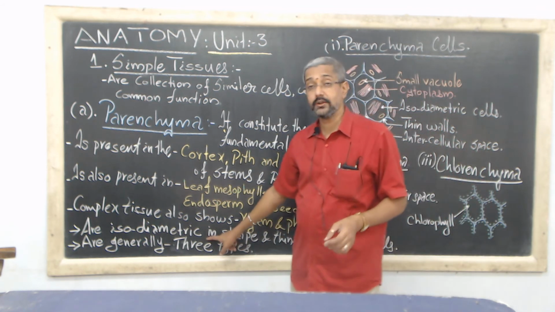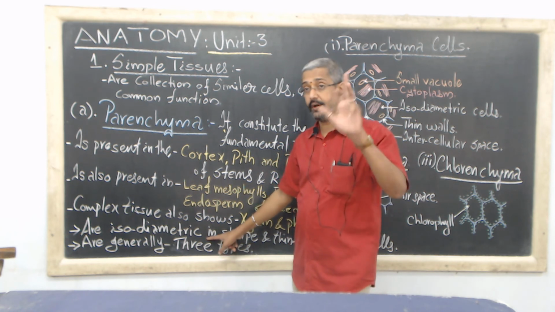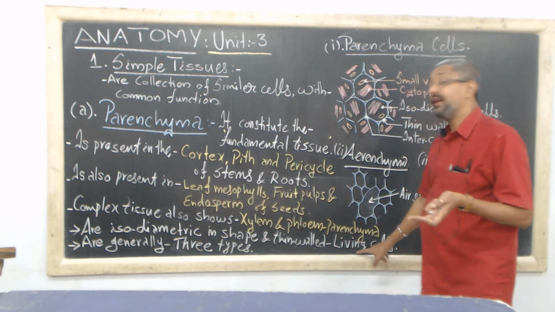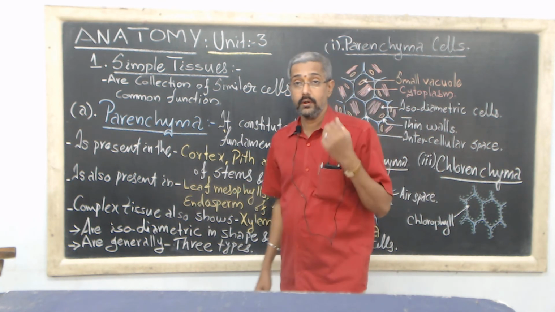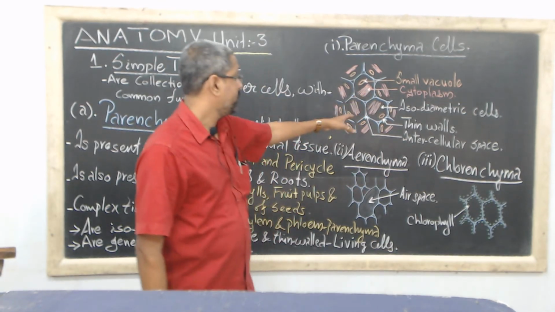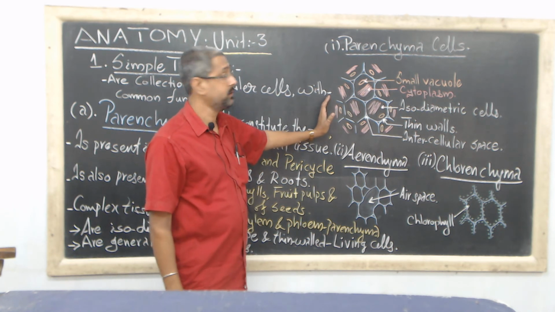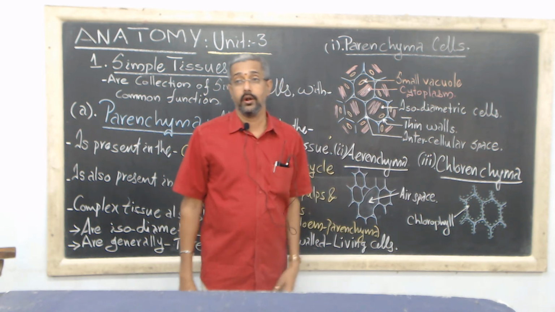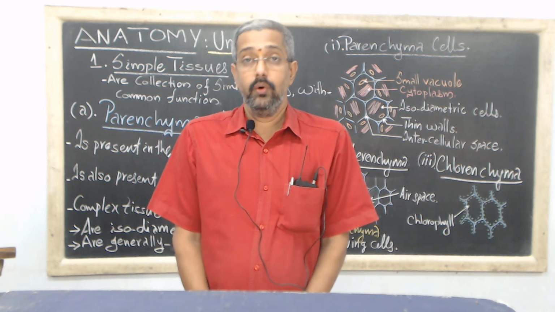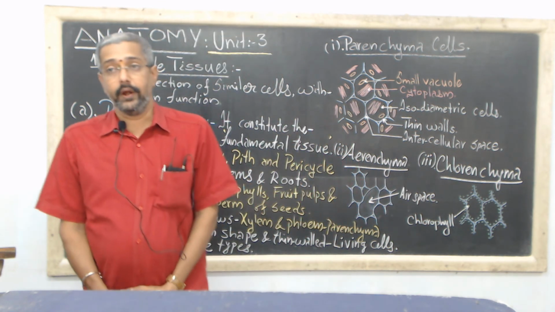And what is the structural nature? They are isodiametric, thin-walled, and living cells, and they are majorly grouped into three. One is generally the parenchyma cells, the second one is parenchyma, and the third one is chlorenchyma. So now we can conclude this session. Okay, thank you.